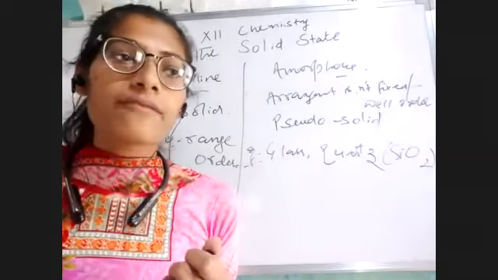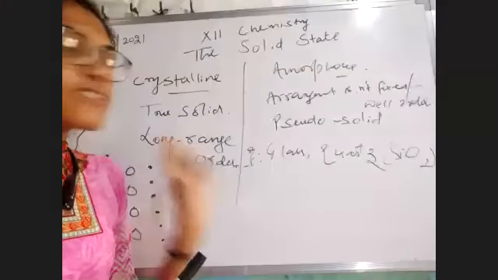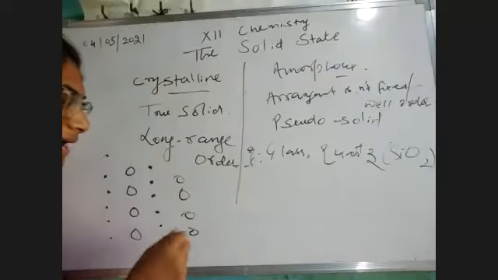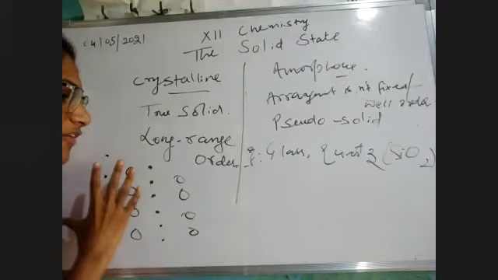Another point is the melting point. Since the arrangement is fixed, a crystalline solid would melt at a particular point. But amorphous solids do not melt at a fixed temperature. They melt over a range of temperature.